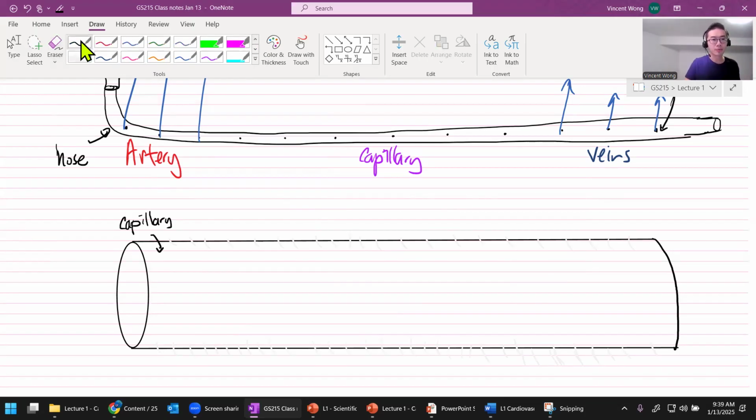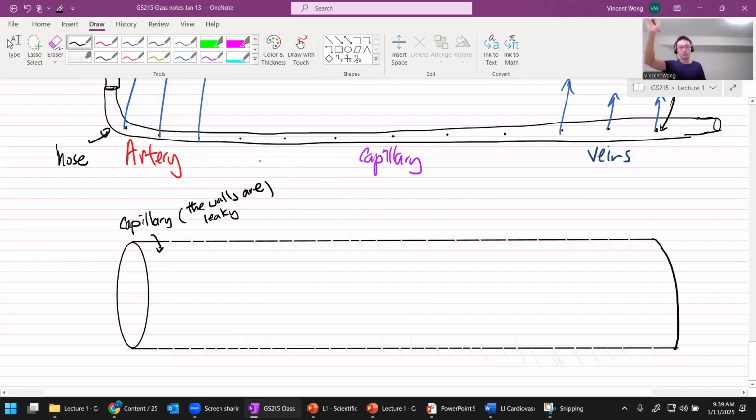I did not mention this before, but capillary walls are leaky. That's why fluid can move in and out. But it's not so leaky that the blood is going to come out. We don't want that, because if the blood's coming out, then we have internal bleeding, and that is bad news. We're just talking about the fluid portion of the blood. Now this side is called the arterial side.